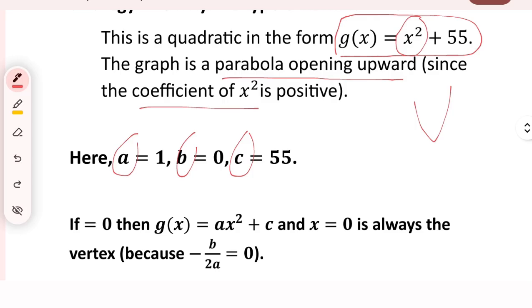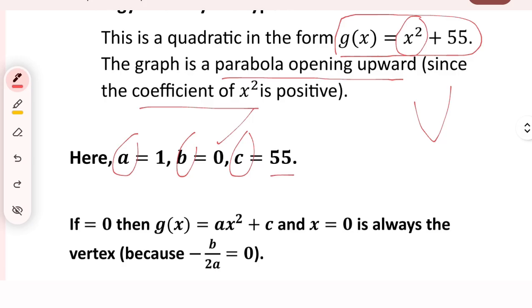It is positive 1. What is b? There is actually no b. So in this quadratic equation, there is no b. The b is 0. Why is there no b? There's actually no x there. There's no term that has x. Therefore, b is 0. And of course, the constant is c, equal to positive 55.